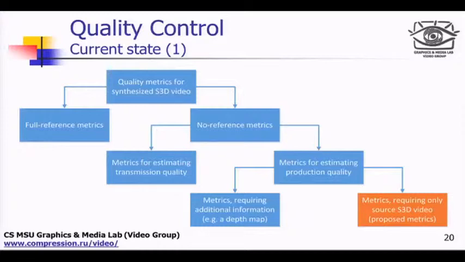Also, for non-reference metrics, we can talk about metrics for estimation of transmission quality and metrics for estimation of production quality. And then we can divide them into metrics that require additional information, such as depth, and metrics that require only sources. And currently we talk about such kind of metrics.